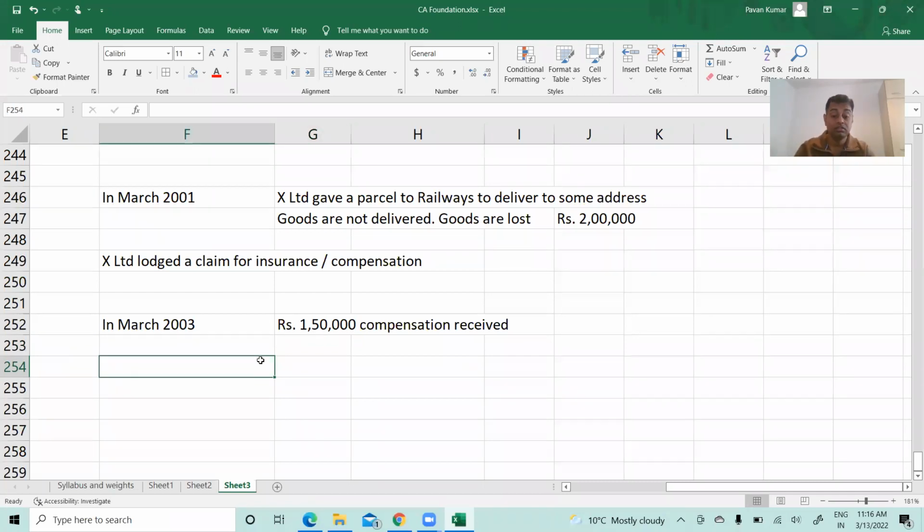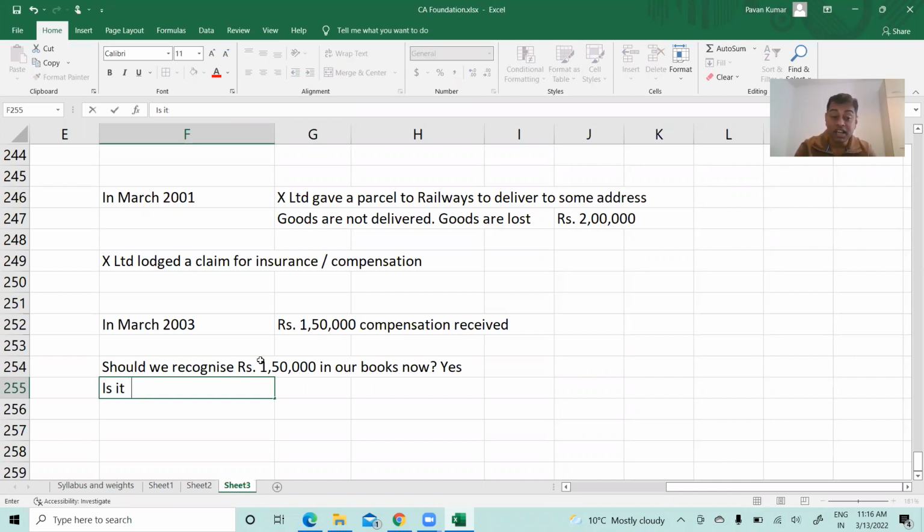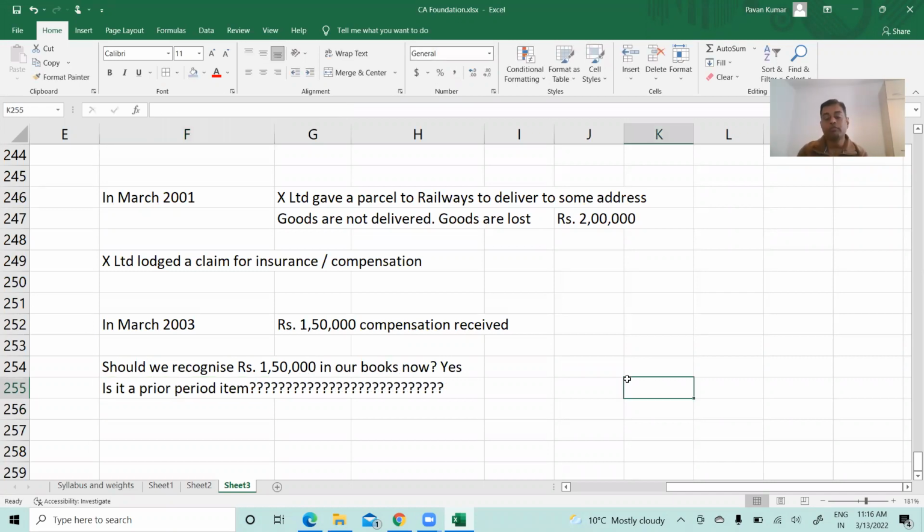Now tell me, do we recognize rupees 1,50,000 in our books now? The answer is yes. Is it a prior period item? Super question. Is it a prior period item? It was not accounted for in 2001 because there was no certainty of receipt of 2 lakhs. By mistake, you did not omit it.